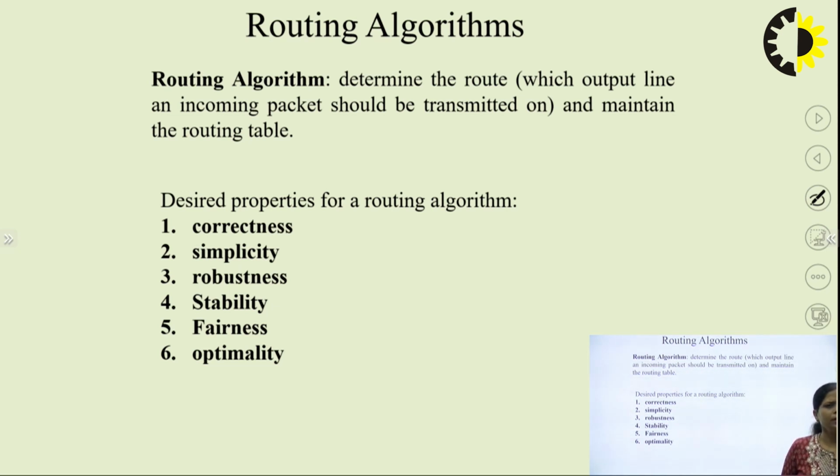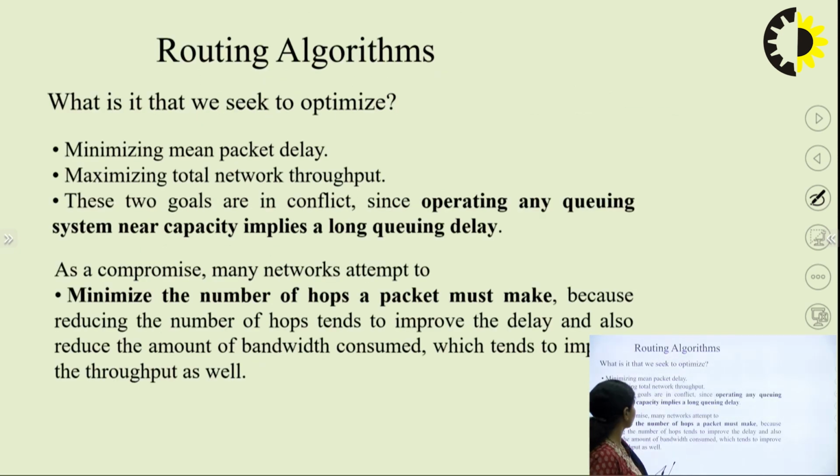For that, there are a few desired properties which are required: correctness, simplicity, robustness, stability, fairness and optimality. Now we will be starting with the routing algorithms.